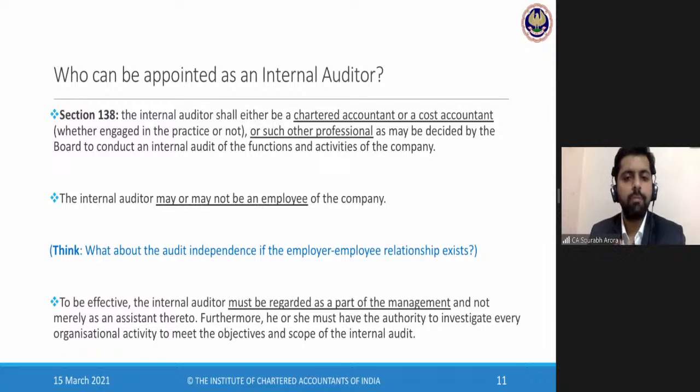The internal auditor may or may not be an employee of the company. One must think about audit independence if an employer-employee relationship exists. We'll deal with it in the later part of this chapter. Besides that, to be effective, the internal auditor must be regarded as part of the management and not merely as an assistant thereto. So the internal auditor is never an assistant to the management. He is a part of the management. Furthermore, he or she must have the authority to investigate every organizational activity to meet the objectives and scope of the internal audit. Only to meet the objectives and scope of the internal audit, the internal auditor can investigate every organizational activity.